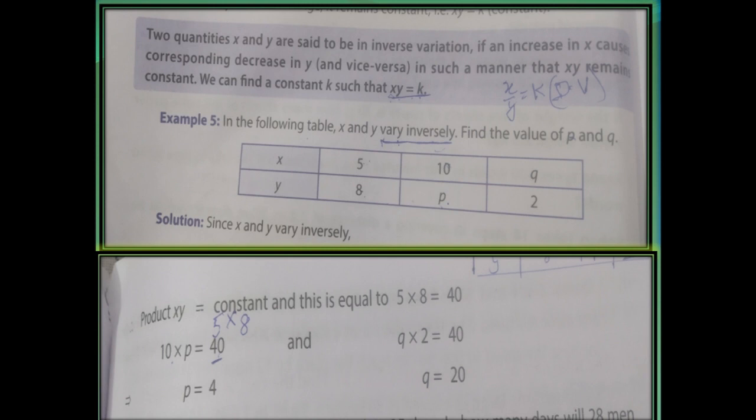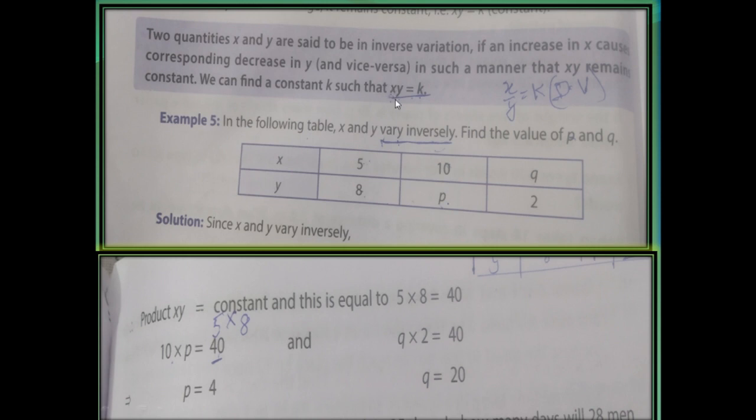Your first example. Here see, in the following table, x and y vary inversely. Find the values of p and q. Read the statement carefully. Vary inversely. Here the quantities of x are given and these are the quantities of y given. It is just the same as direct variation, but the formula is different, which I have explained in this video in the starting of the video.